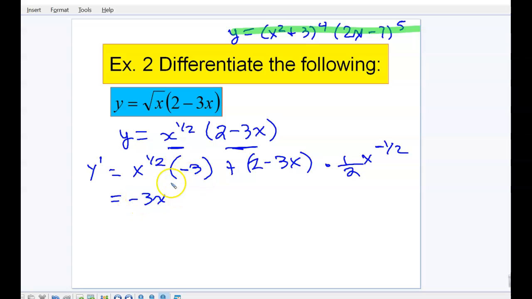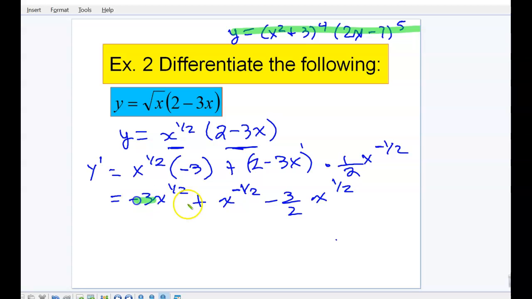We'll multiply the negative 3 and the x to the 1/2. And I'm going to distribute this onto the first term. So 2 times 1/2 is going to be 1. So I'll be left with x to the minus 1/2. And then minus 3 times 1/2 will be minus 3 over 2. And x to the first times x to the 1/2 is going to be x to the 1/2.